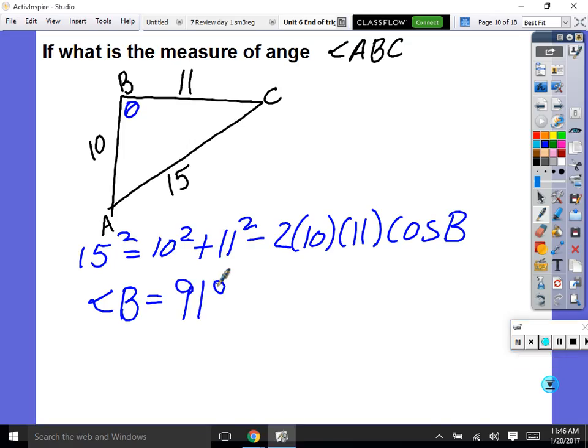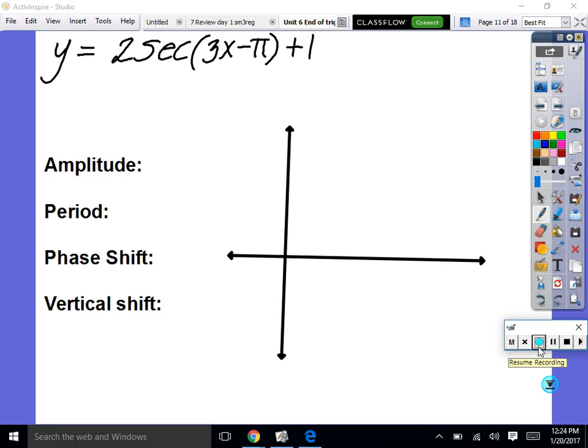Perfect. So then we're done with that one. Does everybody see how, if you know what you're doing, you should be able to know what you're doing for the most part so far? Okay. So we're just making sure you practice extra.